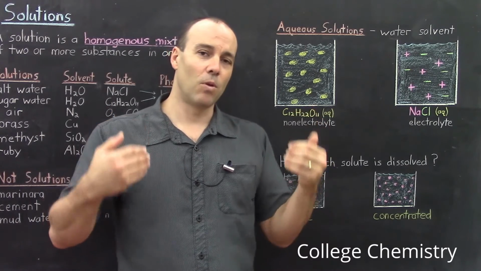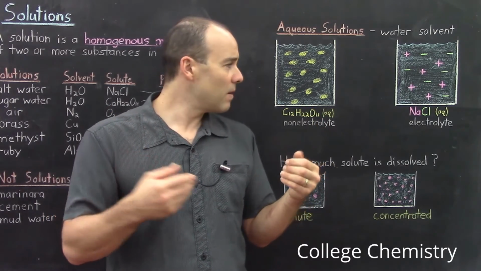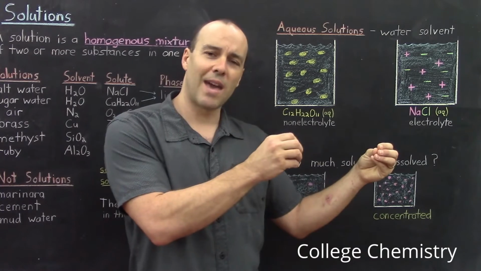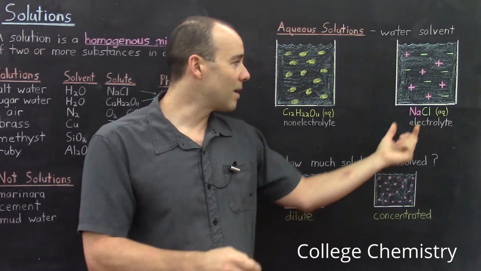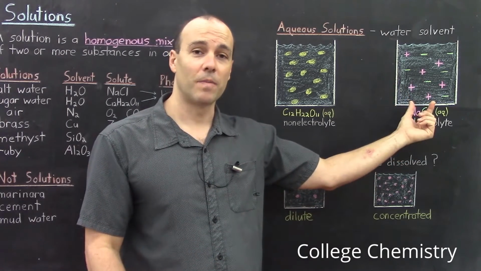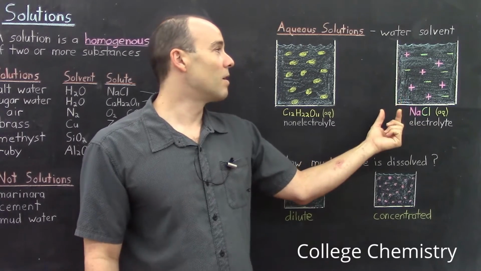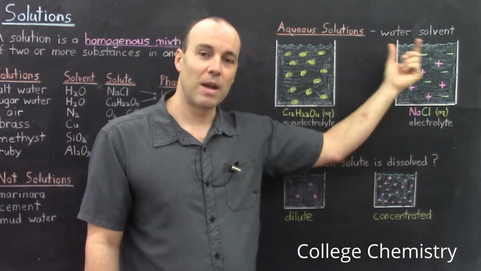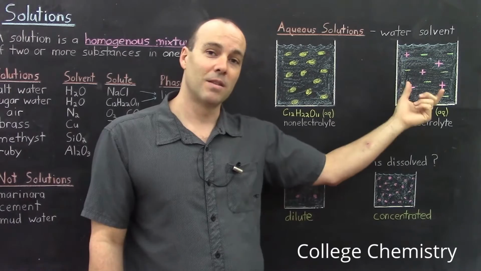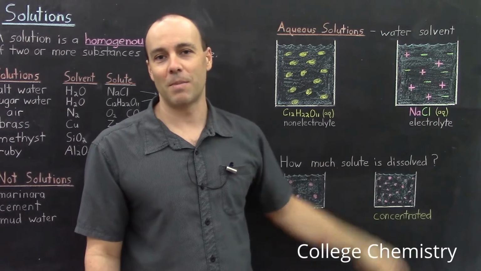And this dipole on the water molecule is very good at pulling apart cations from anions when ionic compounds dissolve in water. And so what you end up with are a bunch of cations floating around separately from the anions with water surrounding them in a homogeneous fashion.